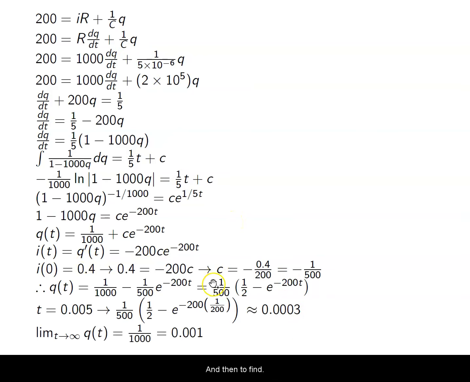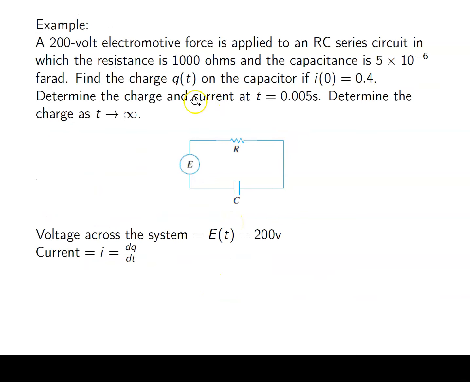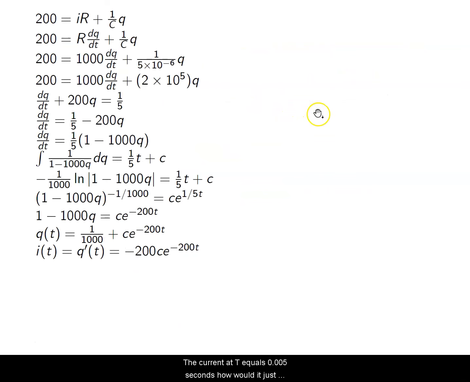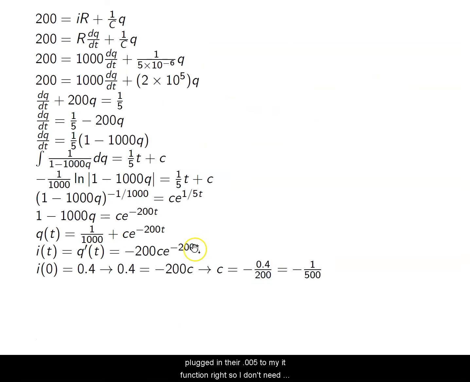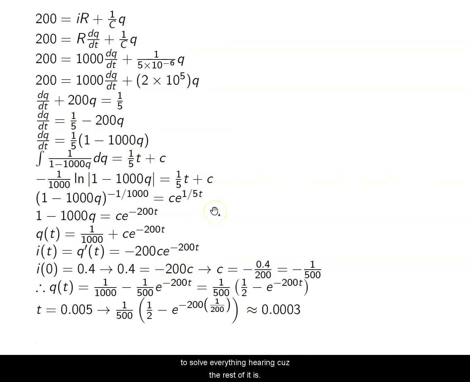And then to find the current at t equals 0.005 seconds, I would have just plugged 0.005 into my I of t function. So I don't need to solve everything here because the rest of it's trivial. But that's what we're doing in this section. We are creating models, and then we're solving them with the methods that we know.